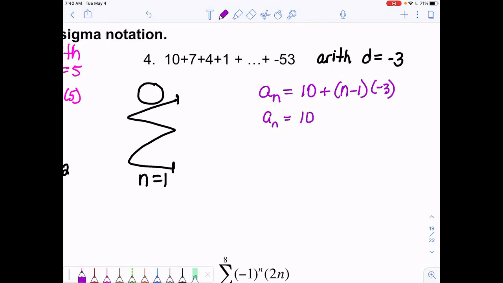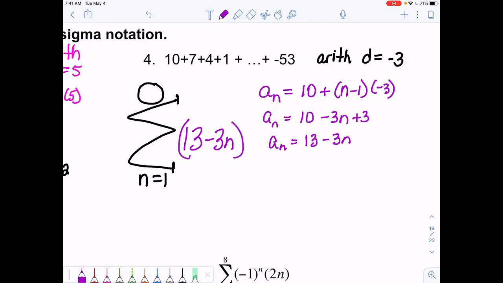So we have 10, distribute the 3, -3n plus 3. So that formula, you could say 13 minus 3n, or you could say -3n plus 13, however you choose to write it. That's my formula next to the sigma, 13 minus 3n. And you'll see parentheses around that. It doesn't necessarily have to be parentheses around it. That sigma is kind of including both of those terms.